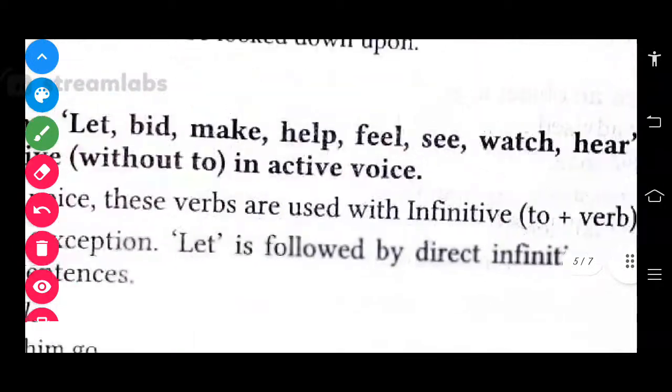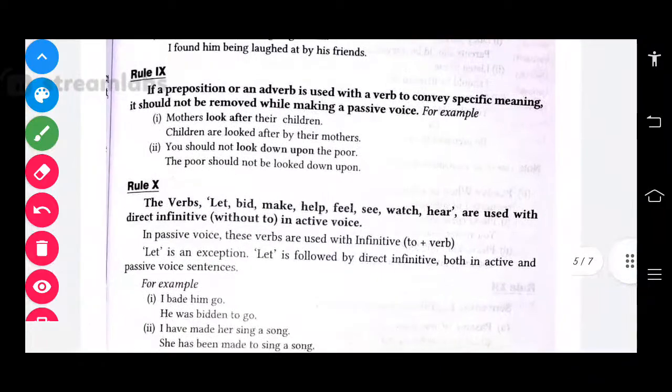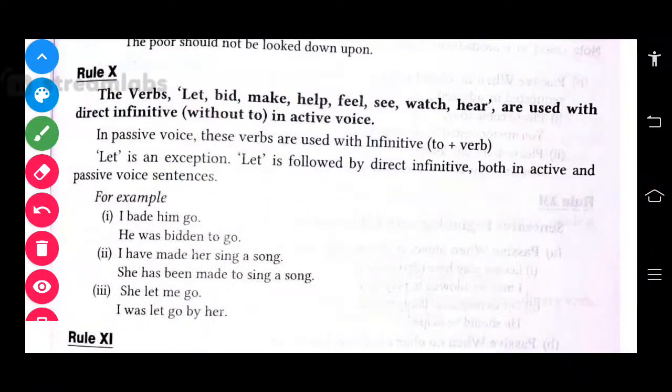Okay, let us see. Not only that, the same applies to verbs like feel, see, and hear. See, I saw Ramu cry. I saw Ramu cry. Ramu was seen to cry. We have to say it like that. And heard: I heard them speak against. They were heard.